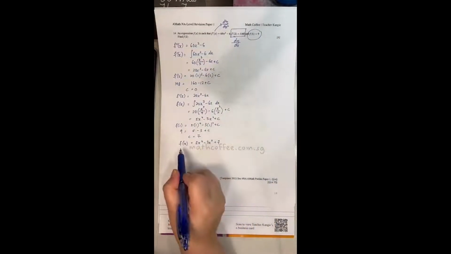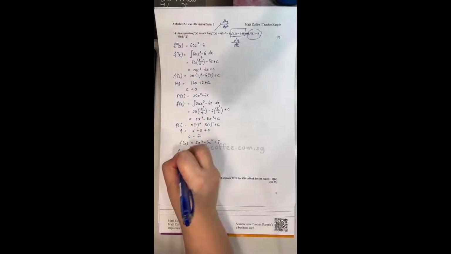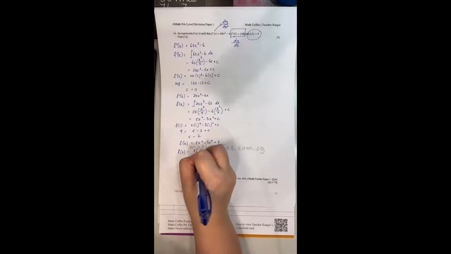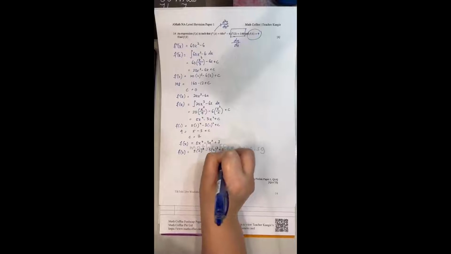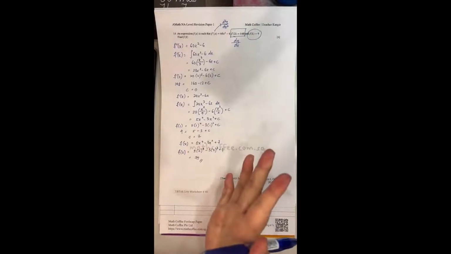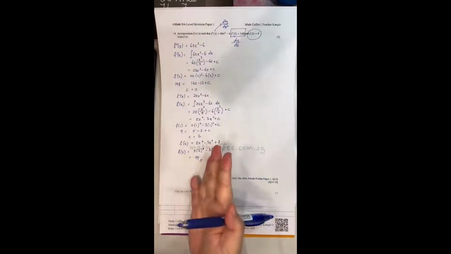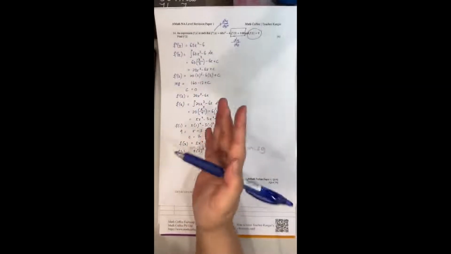Okay, so now f(x) equals to this. Now the last one, they ask you to find f(2), easy. So f(2), just 5(2)^4 minus 3(2) squared plus 7. Okay, and we will get 75. And done. This is 6 marks question. All you need is integrate plus C, and substitute accordingly.